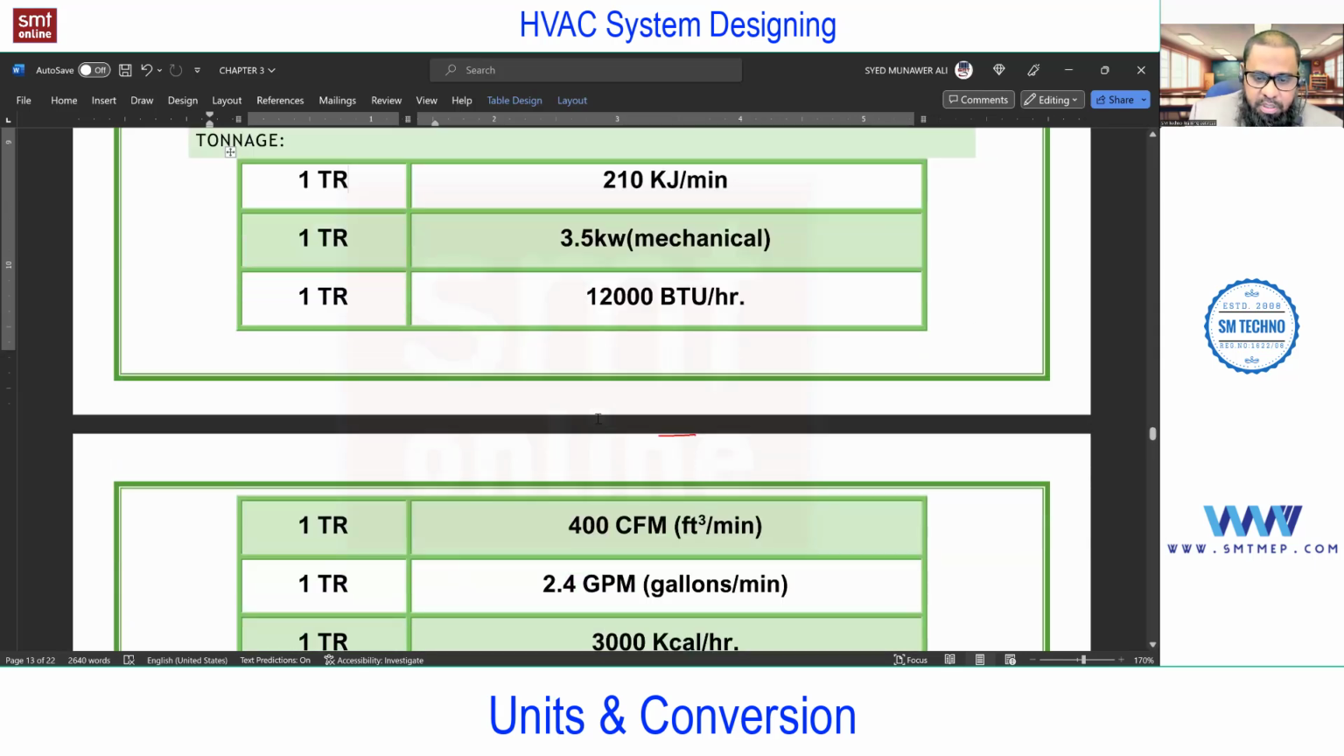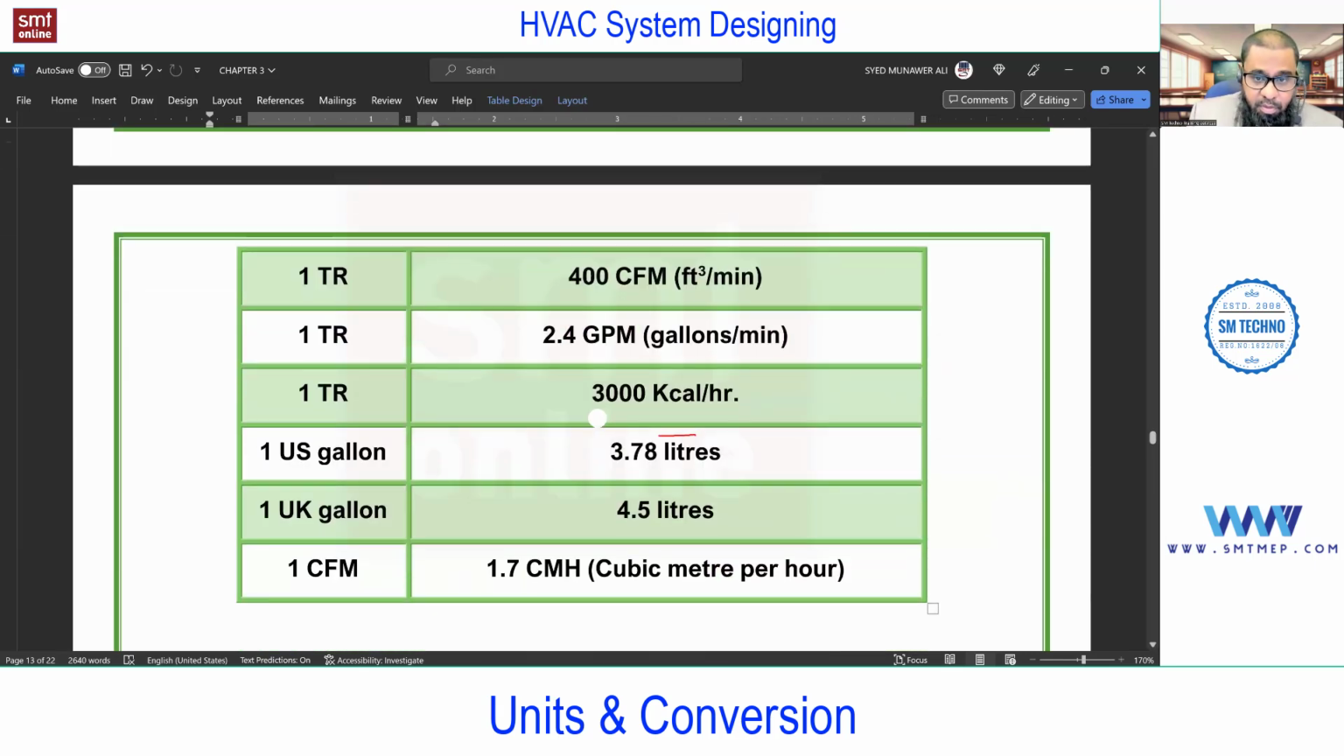Now further, if you talk about tonnage, we have some more important conversions. 1 ton in terms of flow rate is 400 CFM. And remember, CFM is what? Cubic feet per minute. Cubic feet means 1 cube is what? Consider a box with all the dimensions 1 feet: 1 feet, 1 feet, 1 feet. This volume is going to be 1 cubic feet.